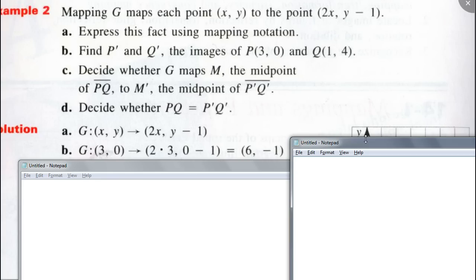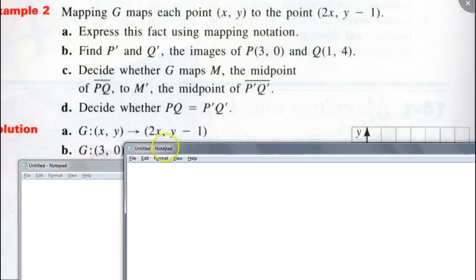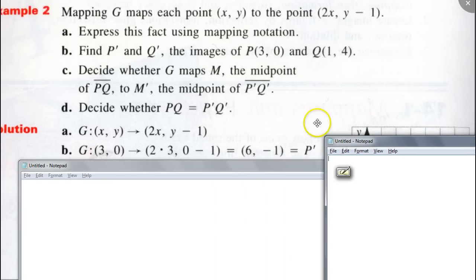Alright, then can you find Q prime? When Q is 1, 4, what would that be? Okay, so we have the mapping going on. We got G of x, y. This mapping basically multiplies the x coordinate by 2 and then subtracts 1 from the y coordinate, right? Now we're finding Q prime, which means that's your output, and your input is 1, 4. So we're basically finding G of 1, 4. Isn't that what we're doing?